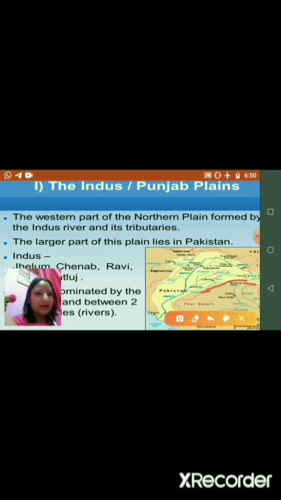You can see the river Ravi here and Satluj here. This plain lies largely in Pakistan. It covers the states of our Punjab and Haryana.